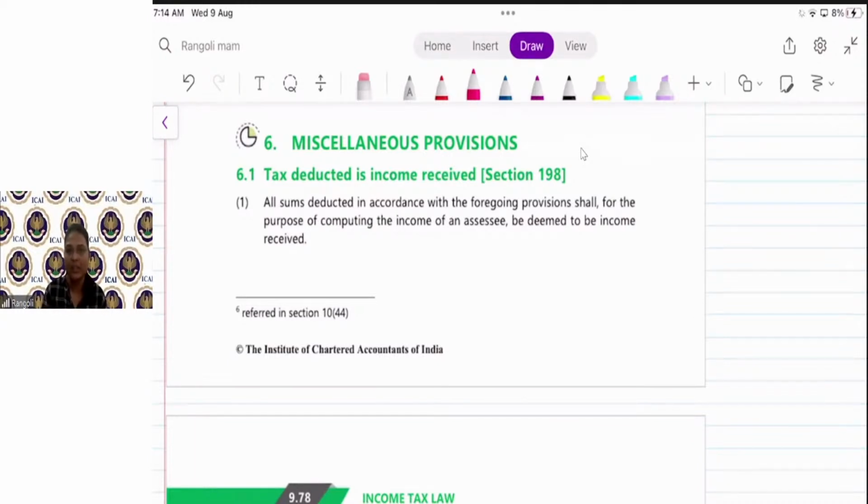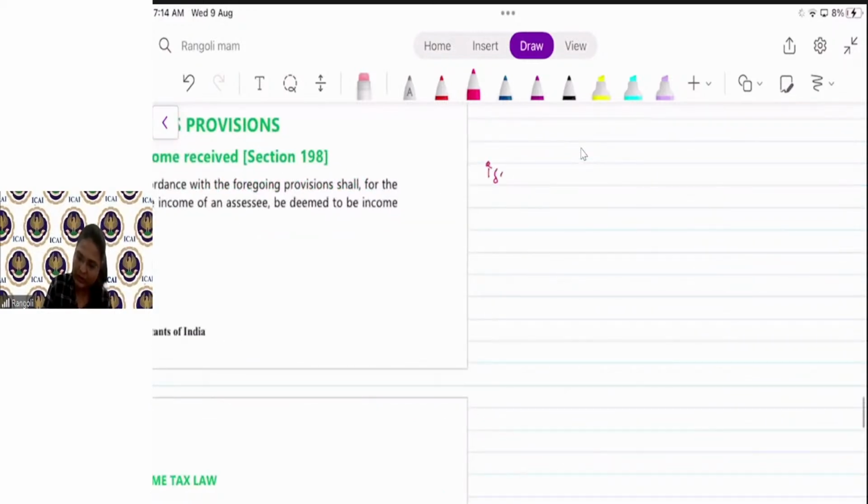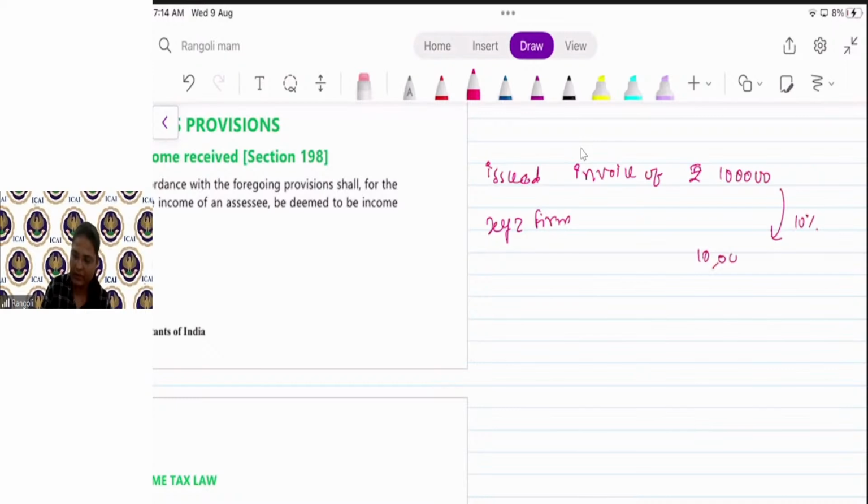But what is my income? 1 lakh or 90,000? Everyone, what is my income? I generated an invoice. I issued an invoice of rupees 1 lakh. XYZ firm will make payment after deduction of 10% TDS, that is 10,000 TDS.